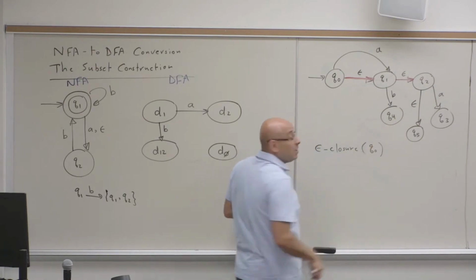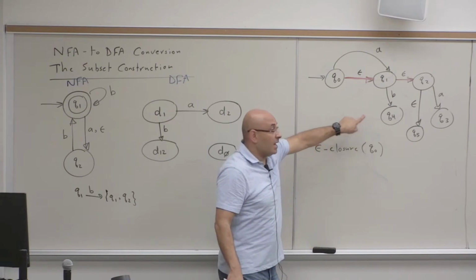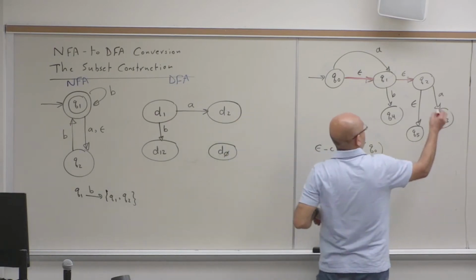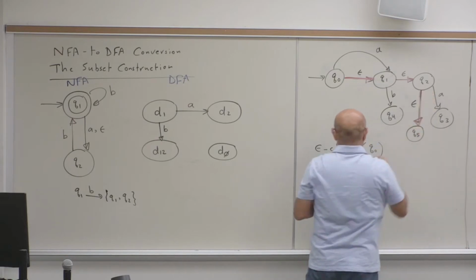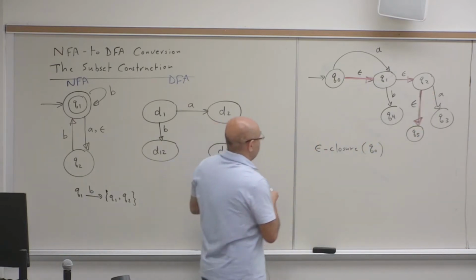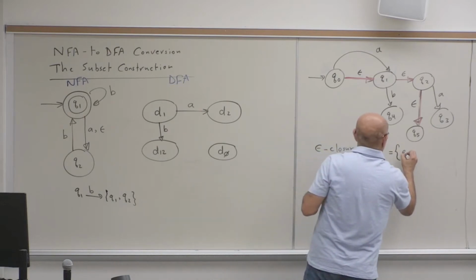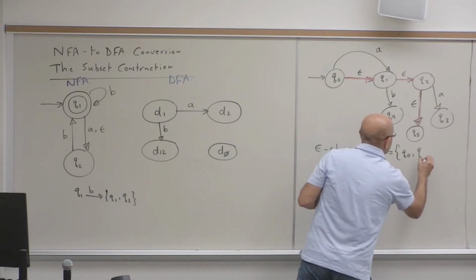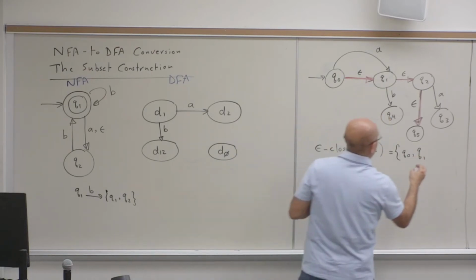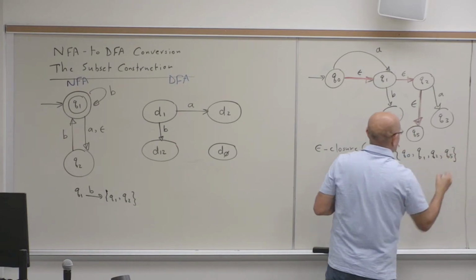Will it have Q4? No. Q4 cannot be reached via epsilon transitions, but it will have Q5 in it. So the epsilon closure of Q0 is the set of states Q0, Q1, Q2, and Q5.